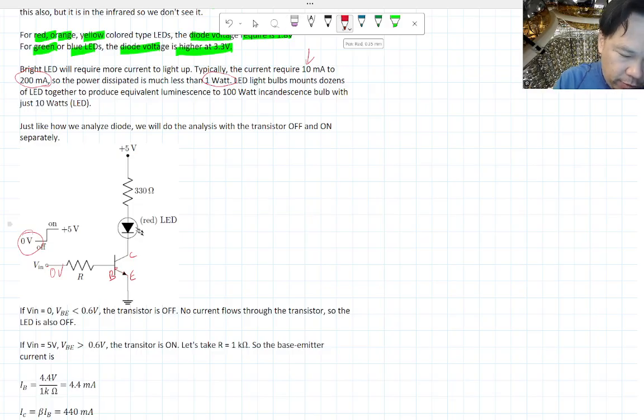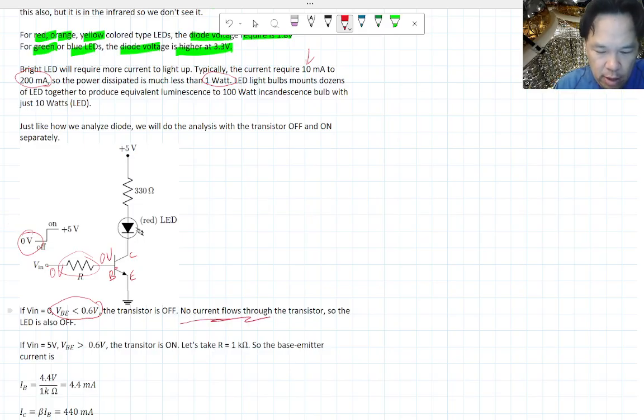If no current is flowing from the base to the emitter, then no current is flowing through this resistor, right? If there's no current flowing through a resistor, the voltage does not change, and therefore the voltage at the base is actually 0 volts, which is true. Then the voltage from the base to the emitter is not bigger than 0.6 volts. Therefore, the transistor is off.